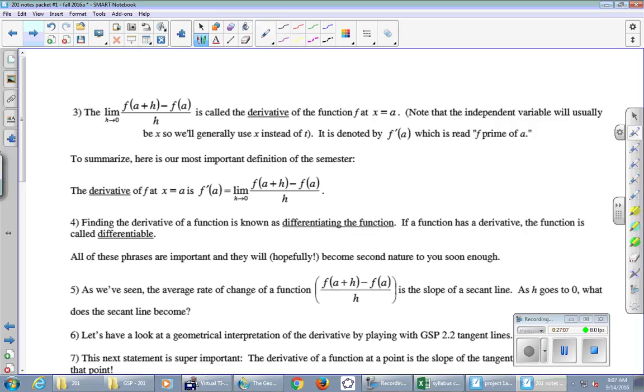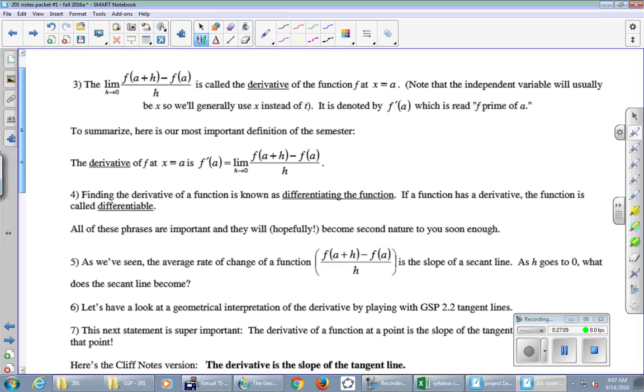Okay, next page, number 3. That calculation that we just did with the limit is called the derivative of the function f at x equals a. In our case, we found the derivative of the population function at 15 and also at 0. Note the independent variable will usually be x, so we'll generally use x instead of t. It's just lots of notation.